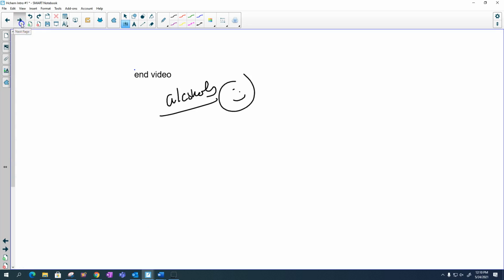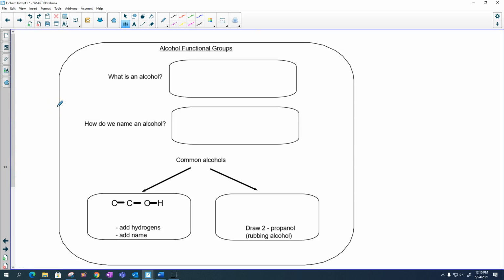So a lot of people say, well, what is an alcohol? Well, an alcohol is literally just any carbon chain that has an OH on it. You might see it drawn like this. You might see an R on there, which means the rest of the molecule.